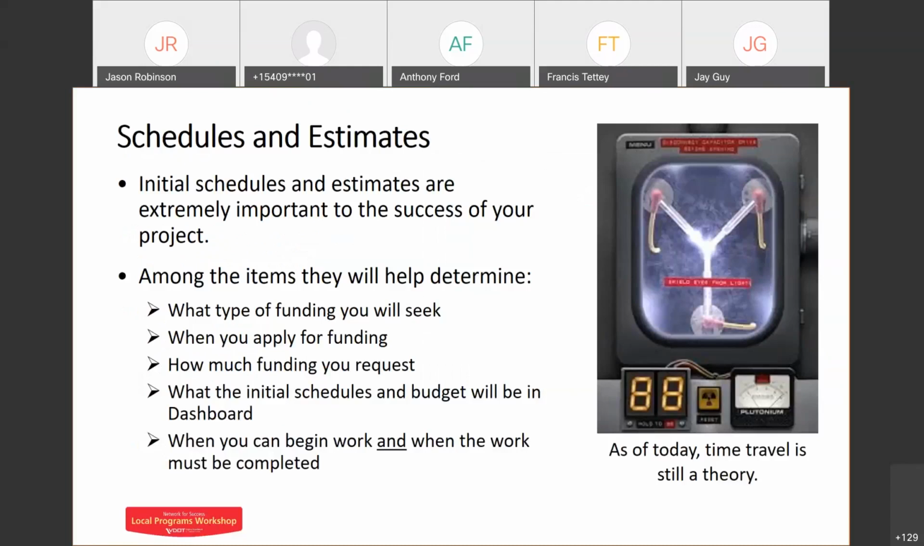That initial schedule and budget will also get established and baselined in Dashboard too. So we want to be aware of that. That can set us up for success on Dashboard, which is important as well.